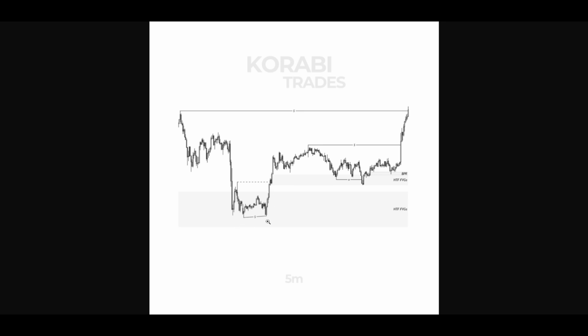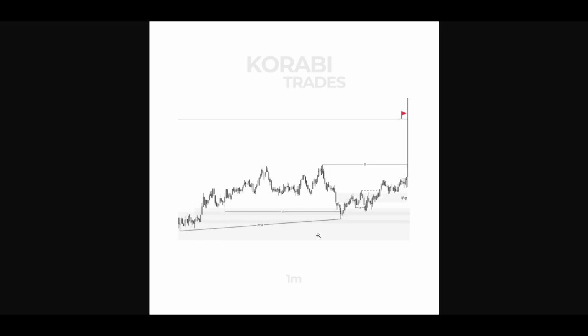This is the 5-minute fair value gap, seek low, shift, manipulation, point of interest, higher time frame imbalances, and then 1 minute for my model. Fair value gap, seek low, manipulation, shift, inversion, straight to the high. That is it for point of interest.